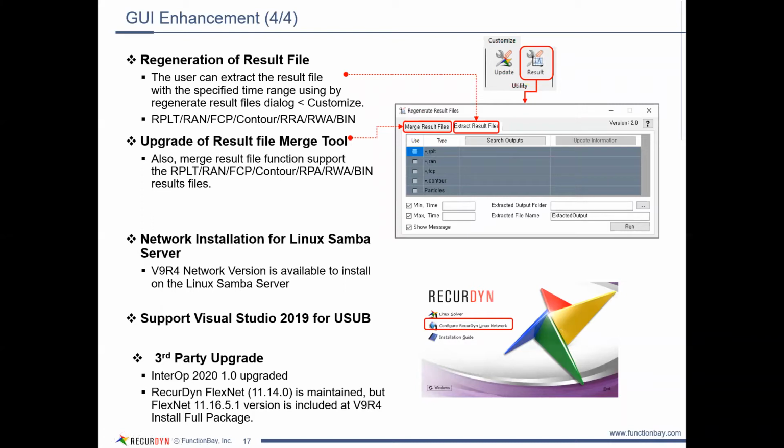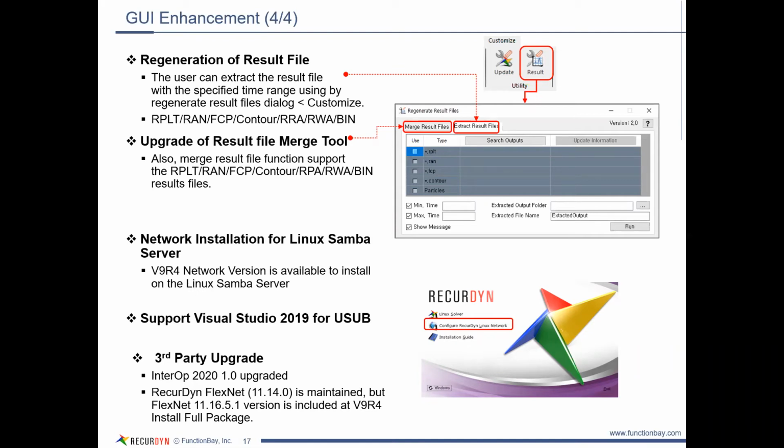There's been a fair amount of work related to working with post-processing files. There's a new capability here to regenerate the result file. One option is to merge files. Another would be to extract files that are done with a separate solver run of RecurDyn, in other words.